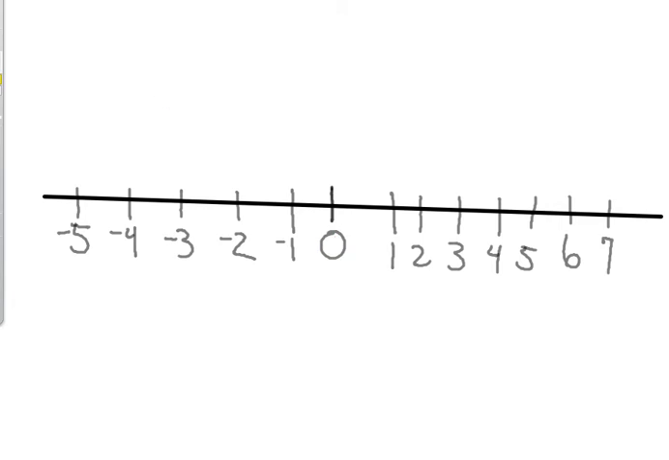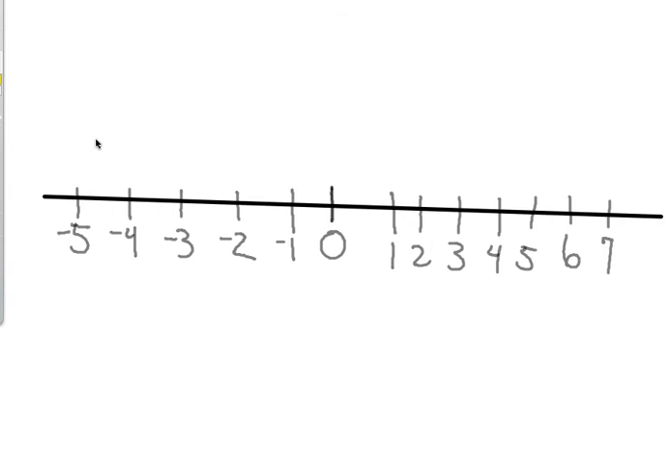Alright, today we're adding and subtracting integers. Just like I told you with the last video, an integer is simply a whole number and its opposite. The whole number could be 2. The opposite of 2 is negative 2. The whole number could be negative 3,000. The opposite of negative 3,000 is positive 3,000.